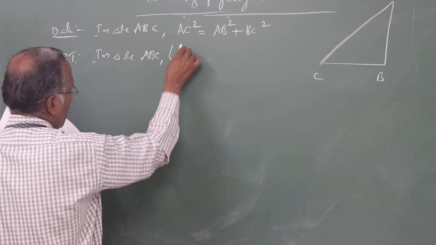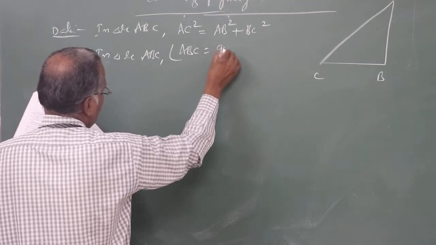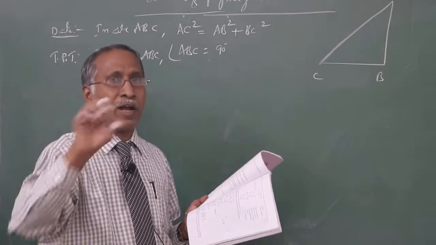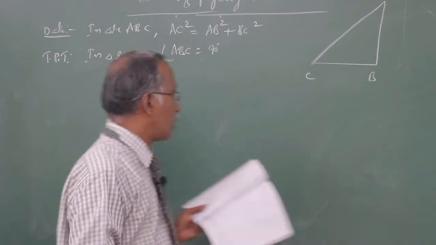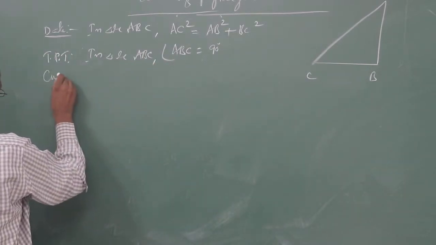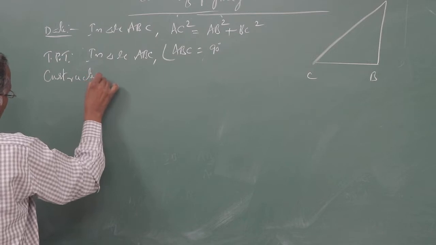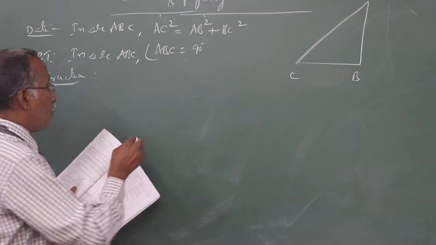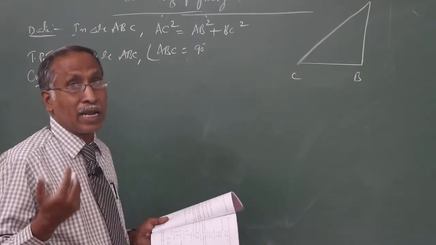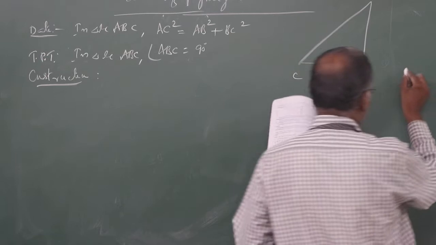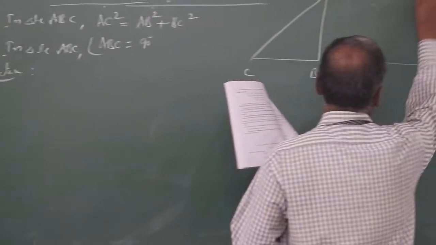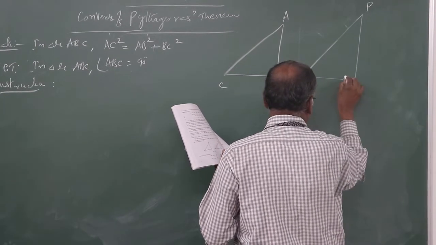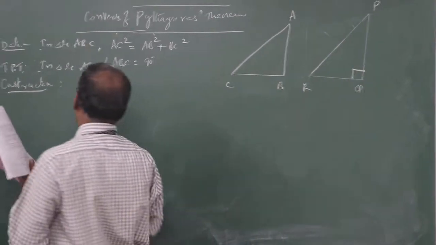ABC, we are going to prove that angle ABC is equal to 90 degrees. For the Pythagoras theorem, first we had taken that as a right angle triangle. Construction. What is the construction here? This is important. Construct triangle PQR right angled at Q. How do we construct this triangle? We construct a right angle triangle in which angle Q is equal to 90 degrees.